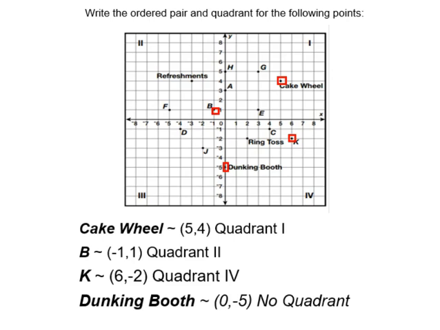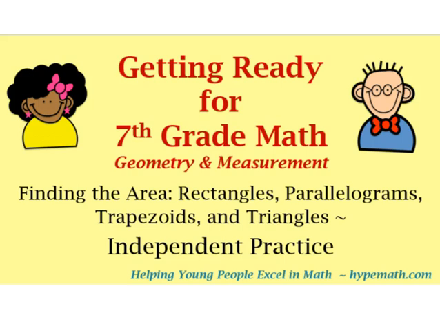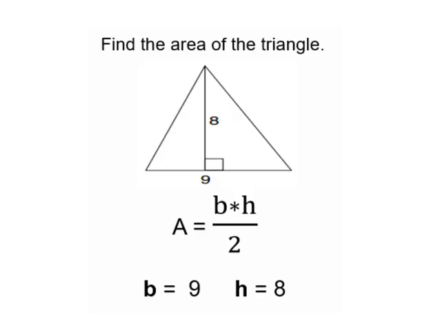Now we will be moving to finding the area of rectangles, parallelograms, trapezoids, and triangles. To find the area of the triangle, we use our formula. Area is equal to base times height divided by 2. We know that our base is 9 and our height is equal to 8. Let's plug in those values and see what our area is equal to for this triangle.